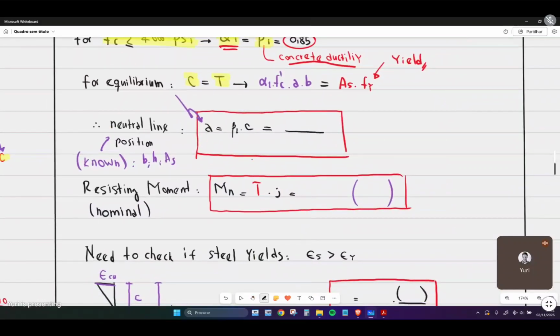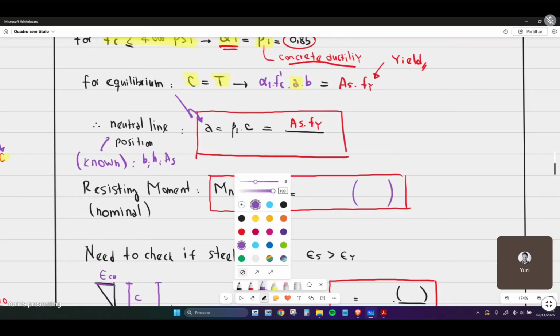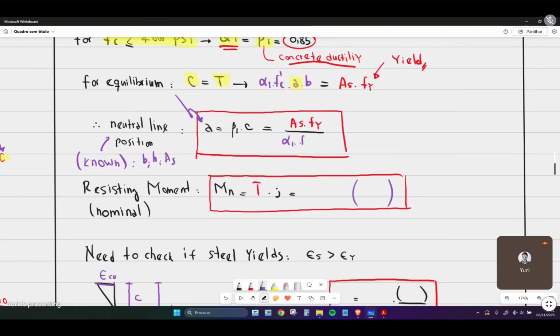So for the position of the neutral line, you just have to separate this equation and isolate a. So it's As times fy, the area of reinforcement times the yielding strength, divided by the Whitney stress block, alpha 1 times f'c times b.